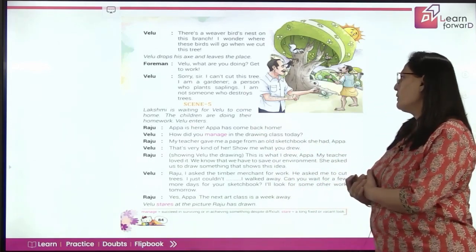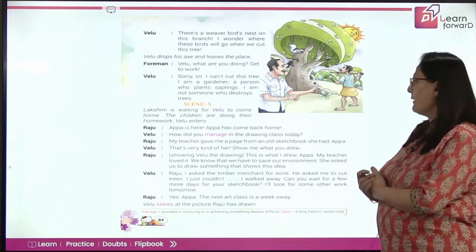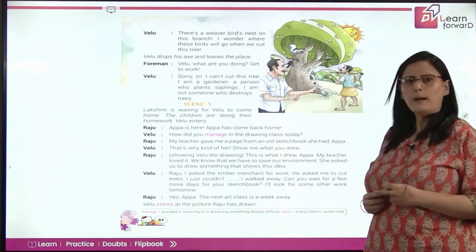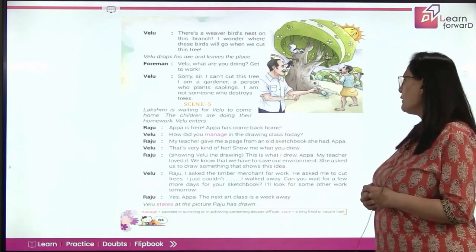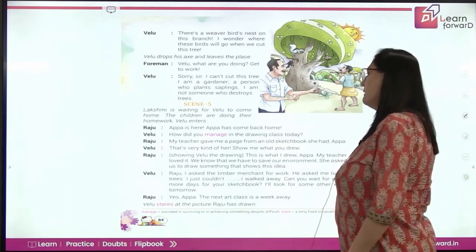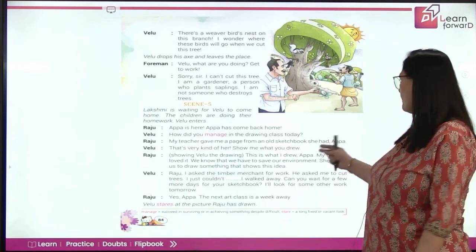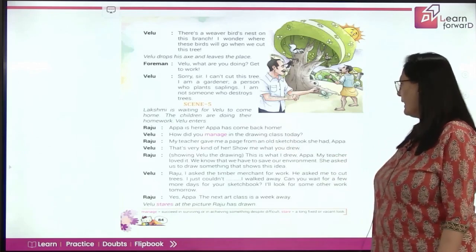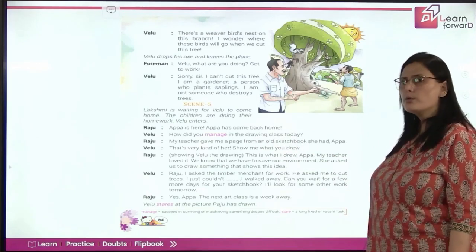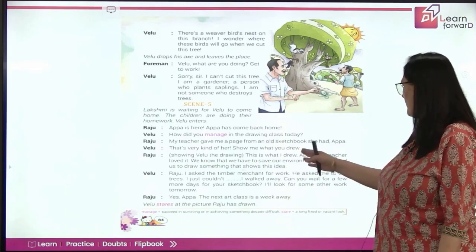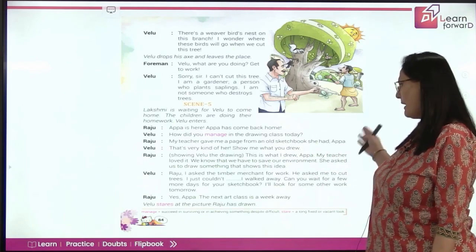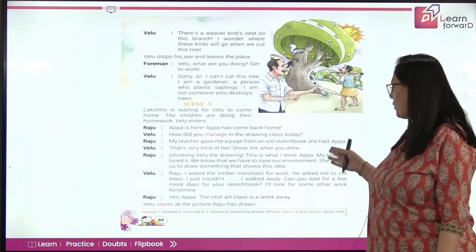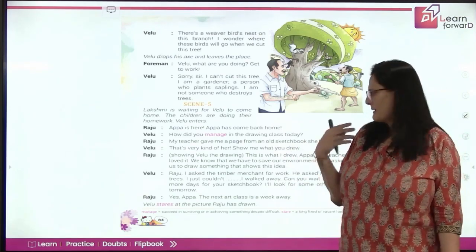Lakshmi is waiting for Velu to come home. The children are doing their homework. Velu enters. Raju, Appa is here. Appa has come back home. Velu: How did you manage in your drawing class today? Raju: My teacher gave me a page from an old sketchbook. She said, Appa. Velu: That's very kind of her. Show me what you drew. Raju: This is what I drew, Appa. My teacher loved it. We know that we have to save our environment. She asked us to draw something that shows this idea.